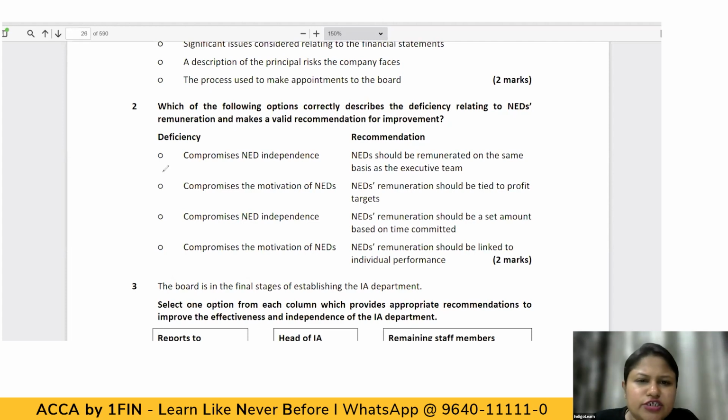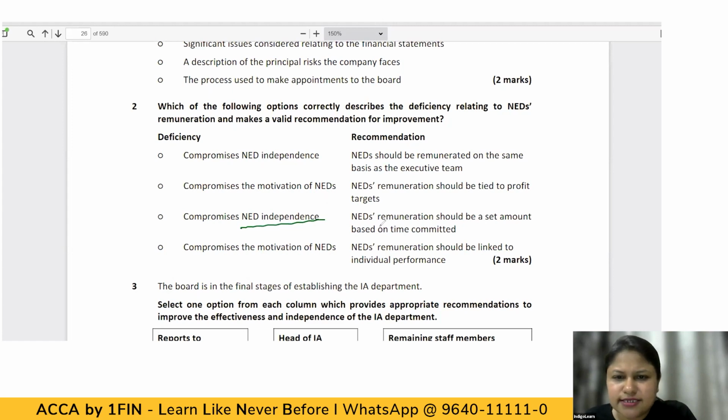First of all, the deficiency is going to be compromising NED's independence, correct? NED should be remunerated on the same basis as the executive team: wrong. The executive team can be paid based on performance. Compromises the motivation of NED? No, motivation will be higher because they are getting paid based on profits. Then again, NED's independence is getting compromised.